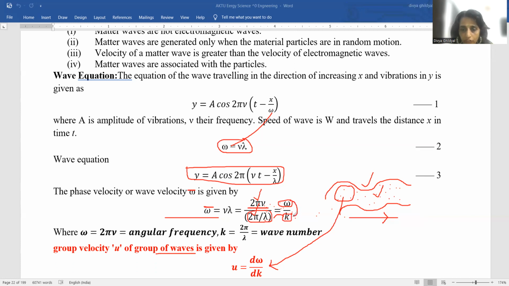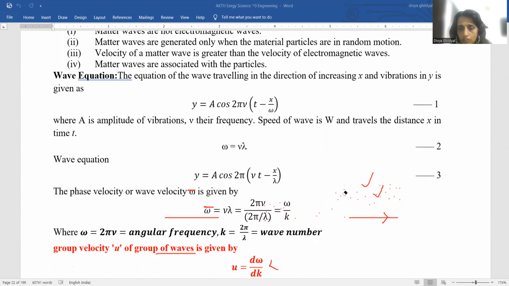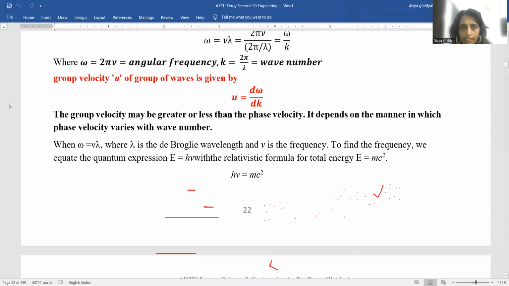So I will differentiate this expression in order to find the Schrodinger wave equation. This is a very easy way of reaching the Schrodinger equation. Otherwise, the Schrodinger equation becomes very complicated. So U is equal to d omega by dk. The group velocity may be greater or lesser than the phase velocity. Phase velocity will be defined for those particles which are traveling in the same phase. It depends on the manner in which the phase velocity varies with wave number.